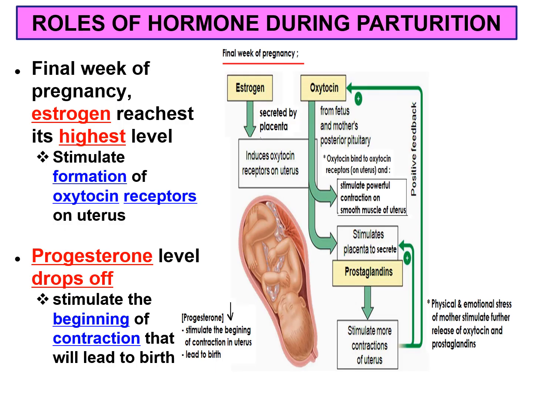Okay, now we are going into parturition, the labor, the giving birth part. At the final week of pregnancy, the estrogen reaches its highest level. So the highest level of estrogen will stimulate the formation of oxytocin receptors on the uterus. And at the same time, the progesterone level drops off and stimulates the beginning of contraction that will lead to birth.